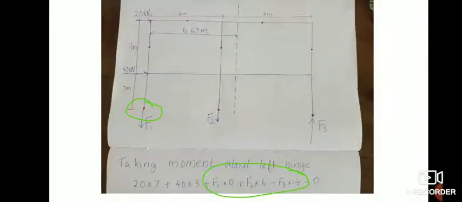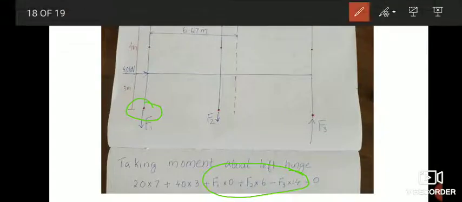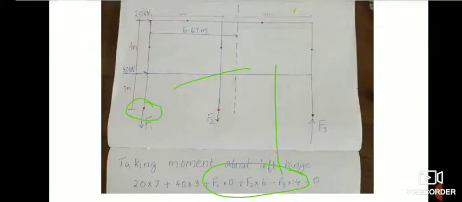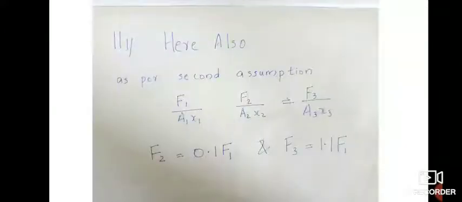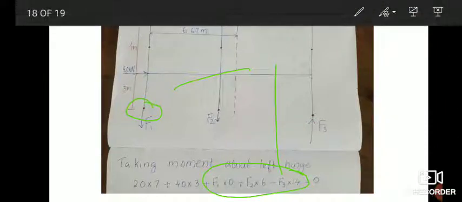sorry, so this, wait, sorry for the delay. So you can look into the figure. So there is 20 kilonewton here, so it's not working anyway.